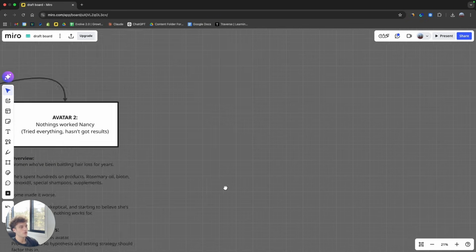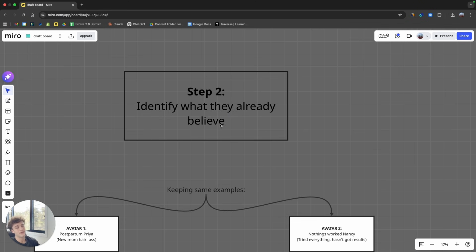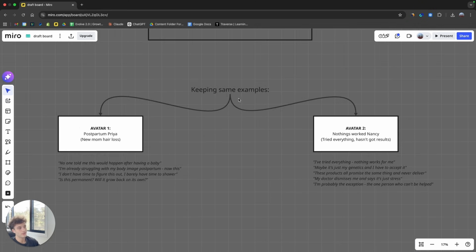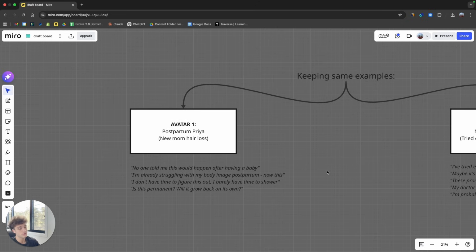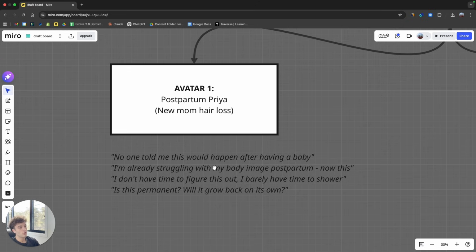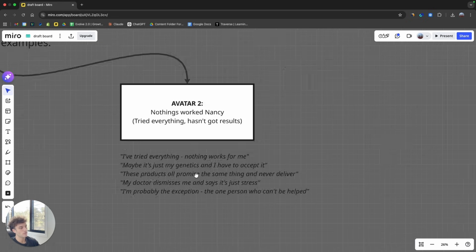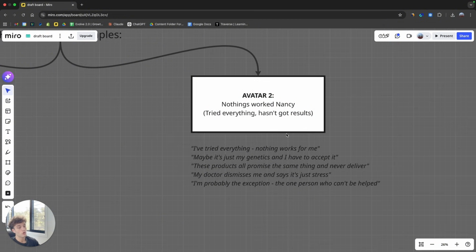So once we've identified who we're targeting, step 2, identifying what they already believe. We're going to be keeping the same examples here for both avatars just to show you how it differs. This is avatar 1 again, she's a new mom, she's experiencing hair loss. You can see how these quotes differ from these quotes here by this specific avatar. And quotes are crucial through your research process, because then we're taking the guessing element out of it and we're able to purely reflect our customers' words back to them.